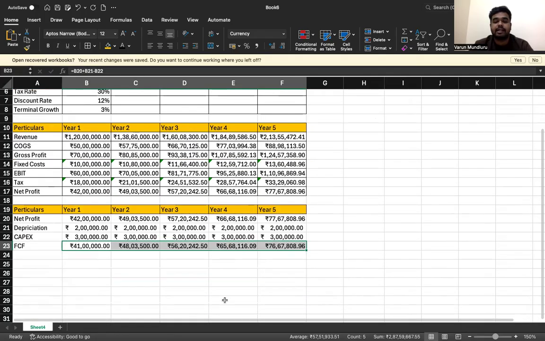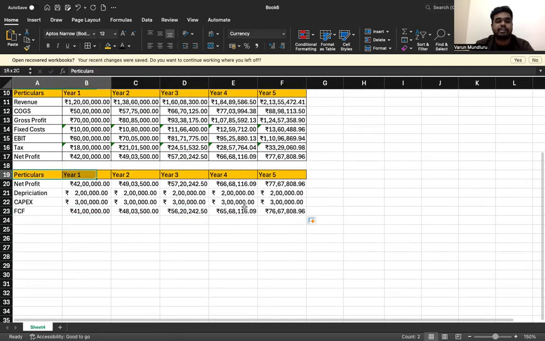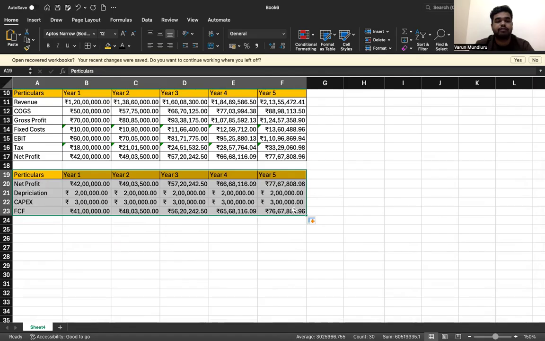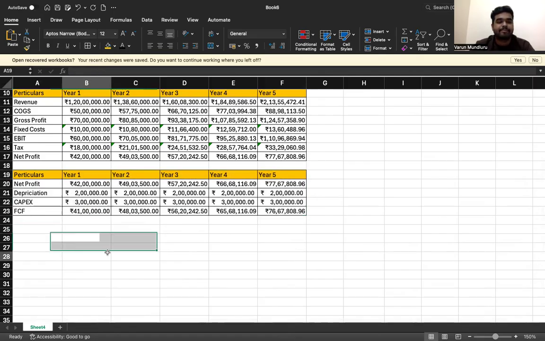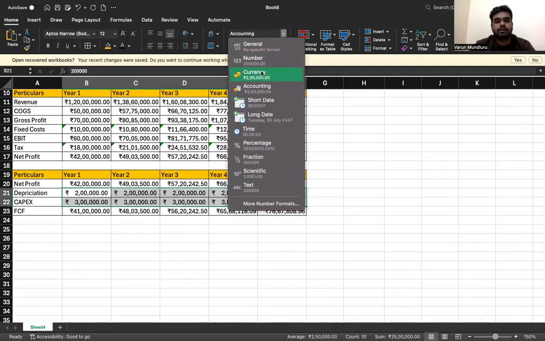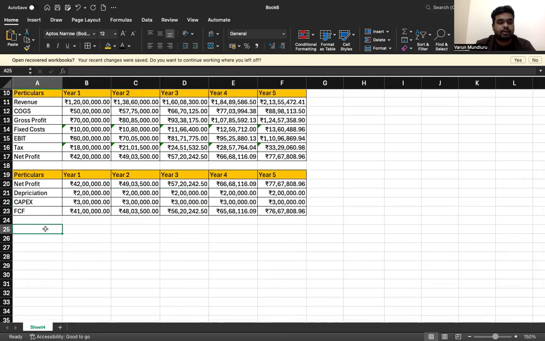Now, by dragging it till year 5, we have found out the free cash flows for year 1, 2, 3, 4, and 5. Now, using these free cash flows, let us find the discounted cash flows.